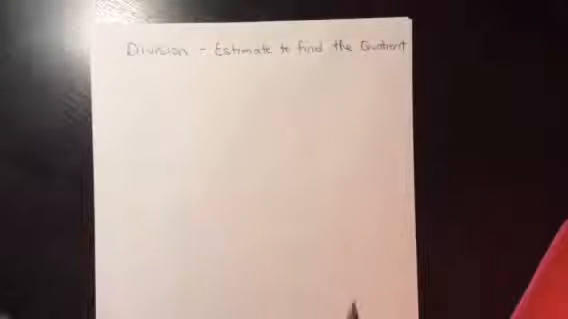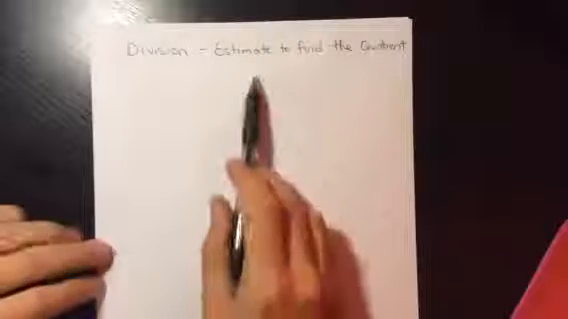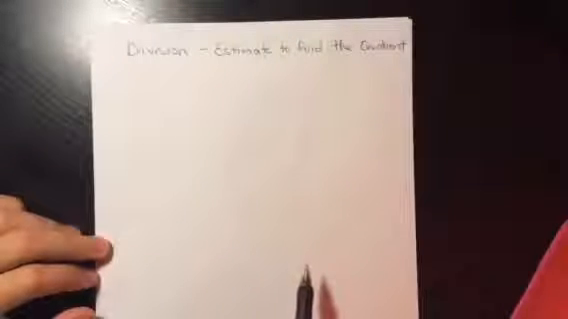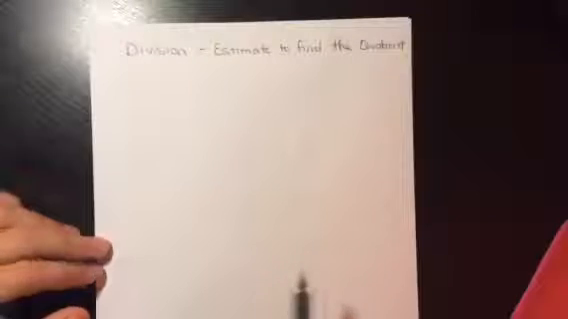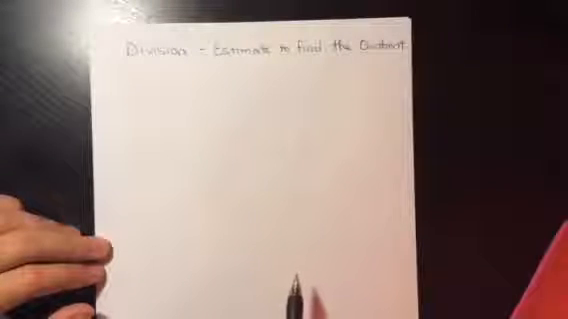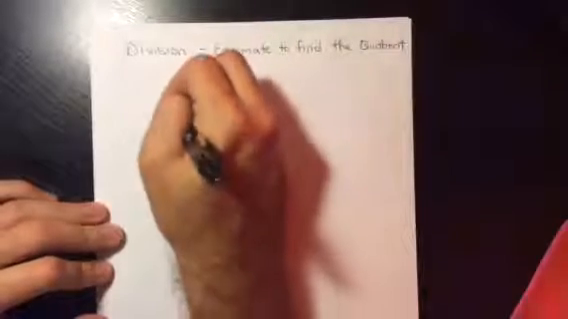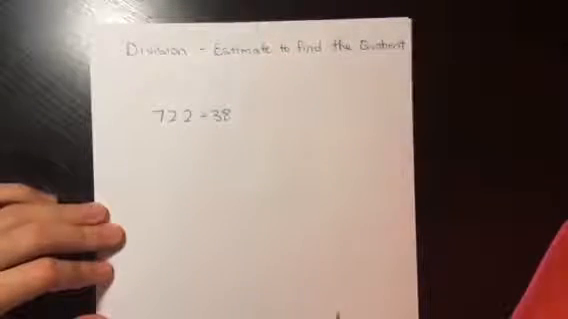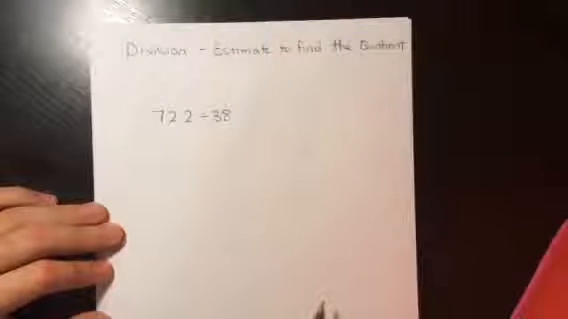So in this video we'll be working in division, and we'll be using the method of estimating to find the quotient. And as we learned in our class, sometimes it is necessary to adjust that quotient. So let's go ahead and start taking a look at our first problem. We have 722 divided by 38. This is the problem we're going to be working with.